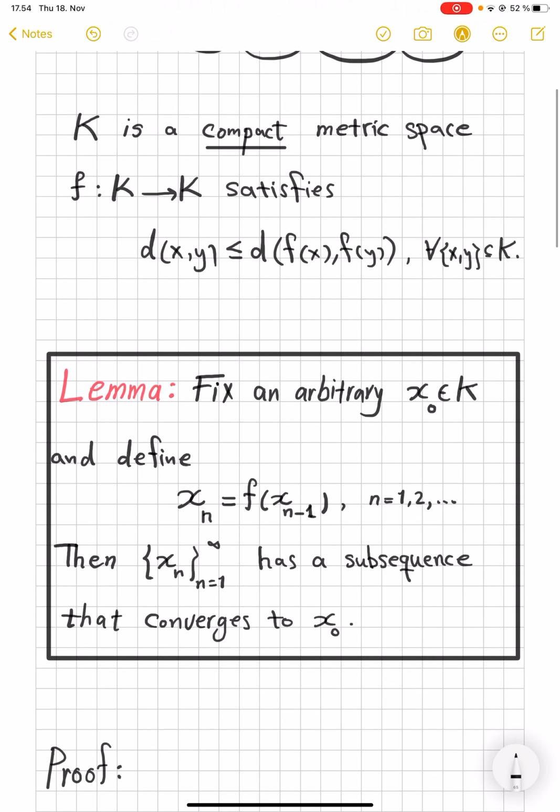The lemma says that if you start with any point x0 in your space and then you repeatedly plug the values into f, the sequence that you obtain will have a subsequence that converges to x0.